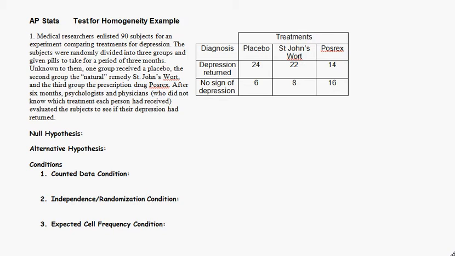This is a Chapter 26 class example problem. It's a test of homogeneity. So what we have is we're given an experiment. Think of it as we take some subjects and we give them treatment 1, which in this case is a placebo, and treatment 2 is a natural remedy. It's called St. John's wort, actually.